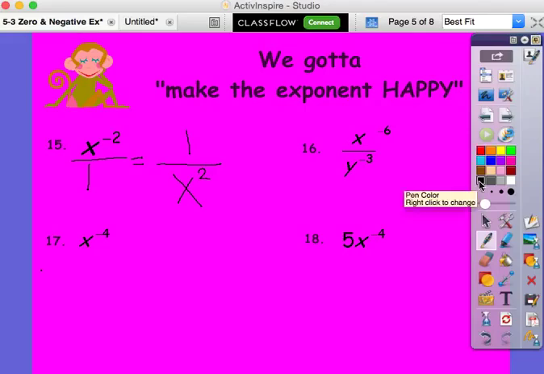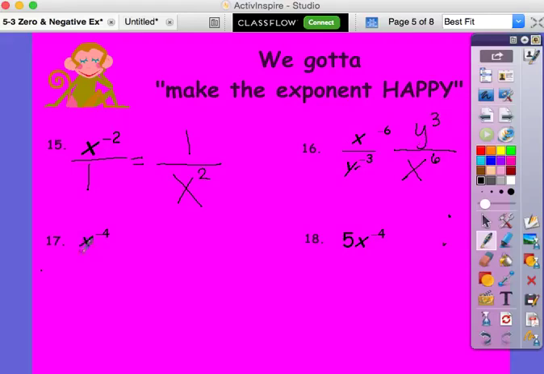Okay, so on 16, is the base that has an X, is he happy? No. So he's going to come to the denominator, and he's still going to have a power of 6, but it's going to be a positive 6 now because he's got an attitude change now that he got to move downstairs, right? Okay, look at the y to the -3 power. He's not happy down there, so we're going to move him up here. And then now he's happy. Perfect.